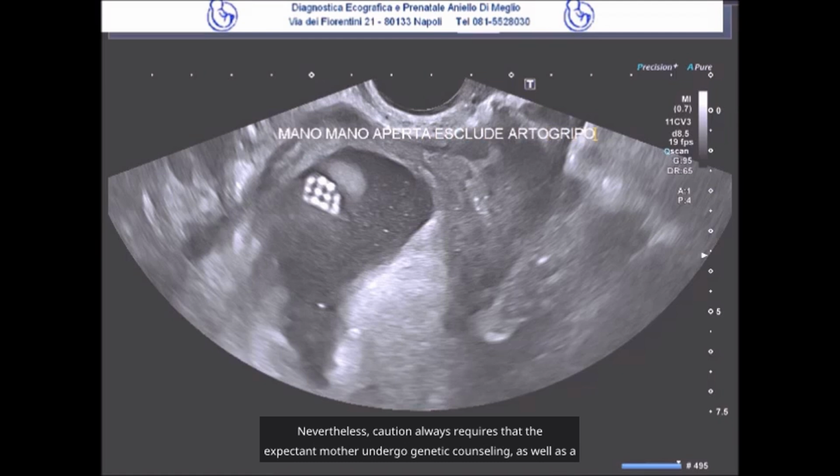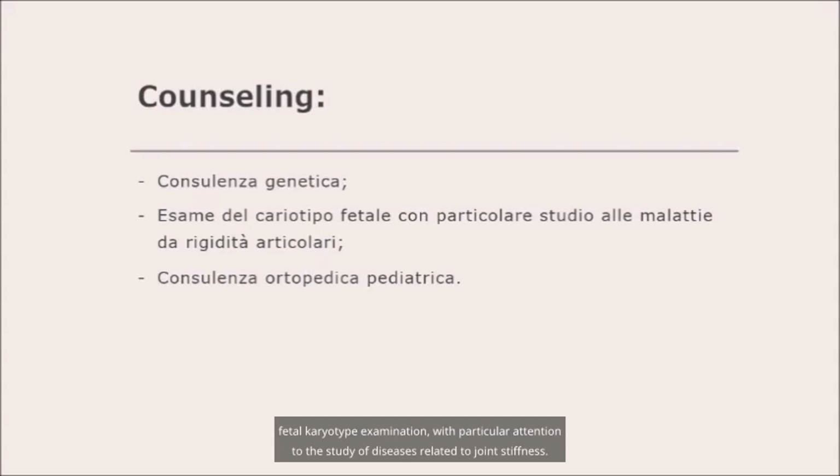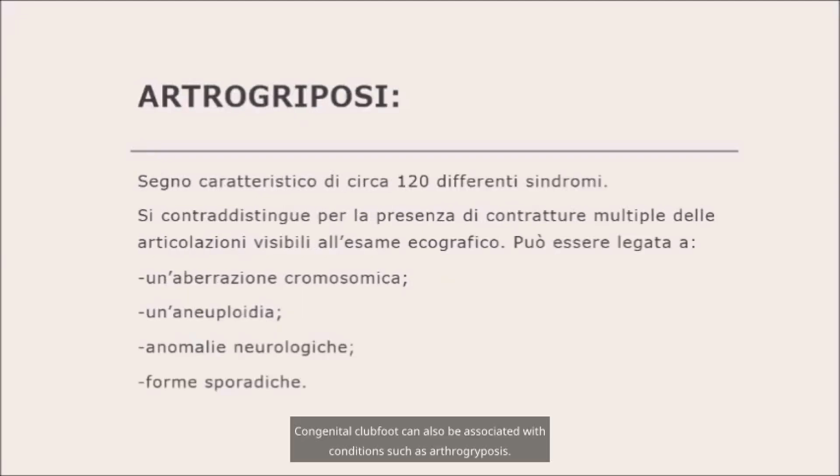Nevertheless, caution always requires that the expectant mother undergo genetic counseling as well as a fetal karyotype examination, with particular attention to the study of diseases related to joint stiffness. The expectant mother should inform the geneticist about the importance of investigating this type of anomaly and, of course, arrange for a pediatric orthopedic consultation at birth. Congenital clubfoot can also be associated with conditions such as arthrogryposis.